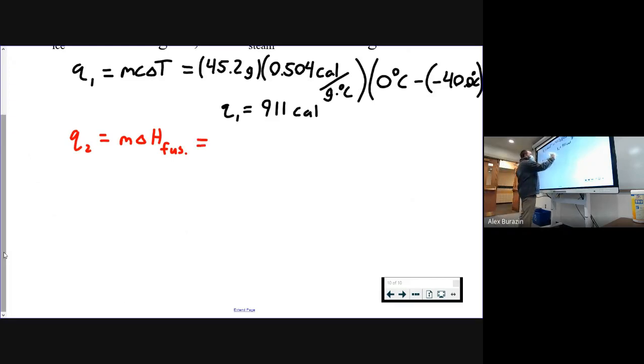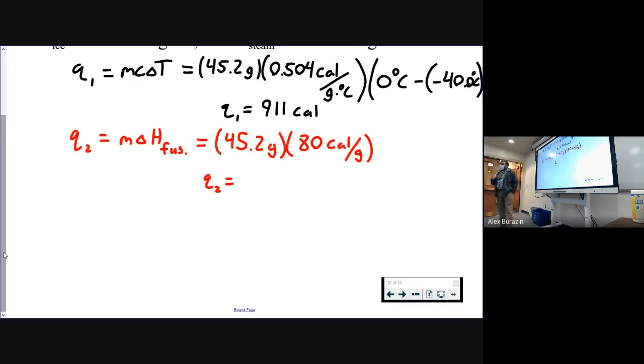I set this up. What's my mass? It is, and it's never going to change, by the way. 45.2 grams. What's the delta H of fusion, the enthalpy of fusion? 80. Yeah, we had done that previously, right? We have 80 calories per gram. And that's it. What's Q2 equal? How much energy does it take to melt this stuff? 3,616. Thank you. Sorry, I just had to hear better.